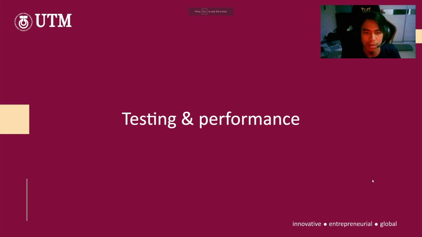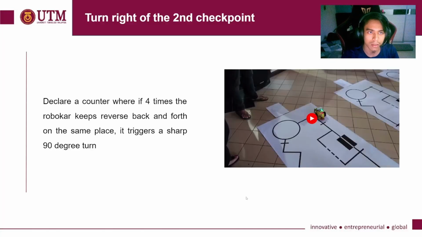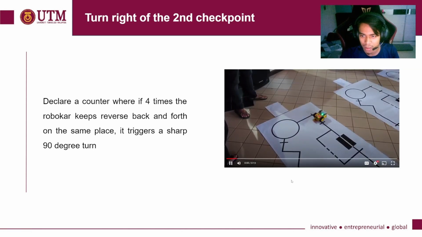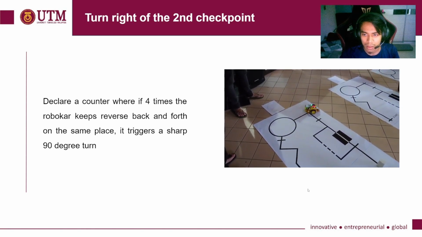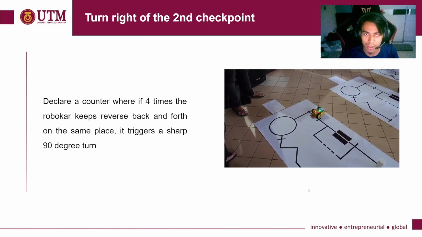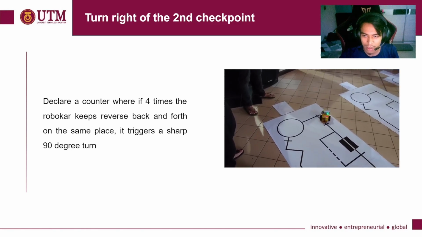Okay, thanks to Ati for his part. I'm Husni Musharraf, and we will present the testing and performance. The first one is the turn right at the second checkpoint. We declare a counter so that if the RoboCar keeps reversing back and forth in the same place 4 times, it triggers a sharp 90-degree turn. This is because there is one part that becomes a dead end. Here's how it looks. Once it detects 4 counts, it turns right and goes back onto the track.